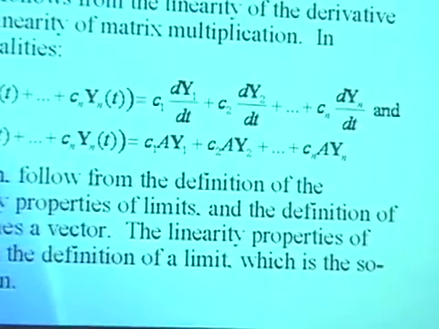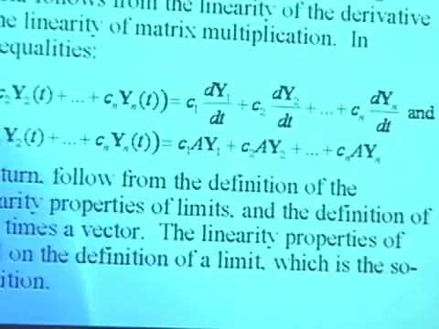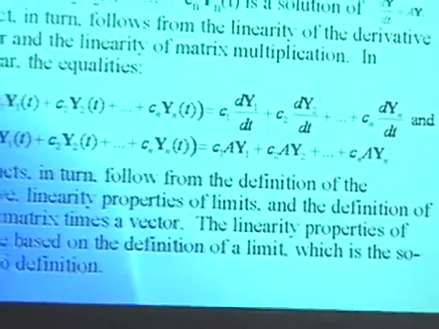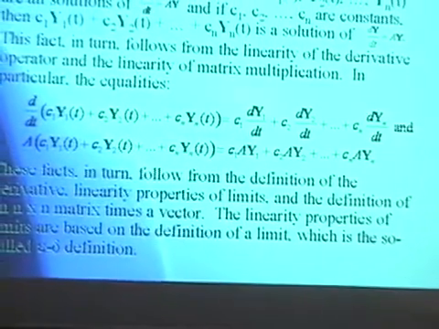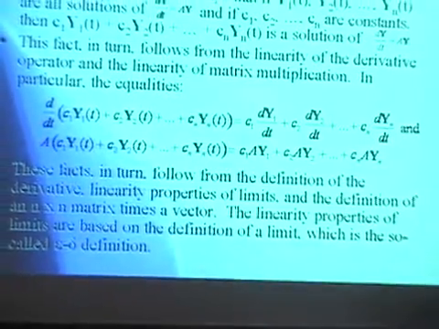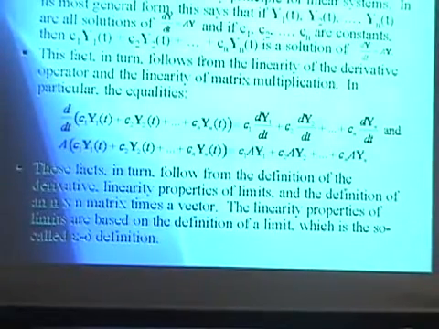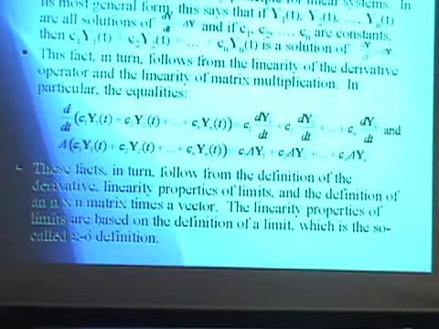The matrix multiplication is just based on the definition of what it means to multiply a matrix times a vector. Finally, I just want to mention that the linearity properties of limits are based on the rigorous definition of a limit, something called the epsilon delta definition. If you've heard of that before, you're probably saying, oh, yuck.